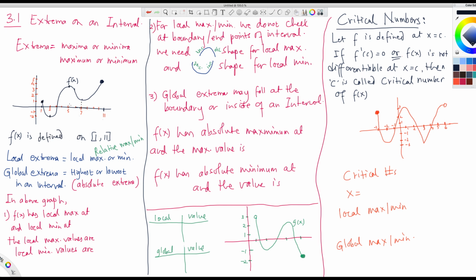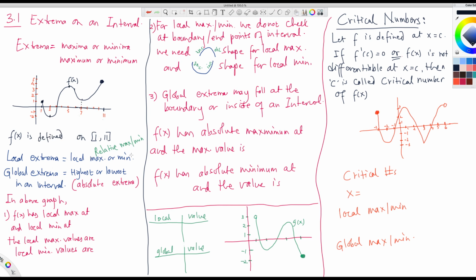But the thing is, at 2 or 5 or 7, you see the combination of decreasing and then increasing, or increasing and then decreasing. But at the boundary, you don't see that combination. You have just decreasing and there is nothing on the left side. There is just increasing and there is nothing on the right side. That's the difference. Okay, let's talk about the local or relative maximum or minimum.